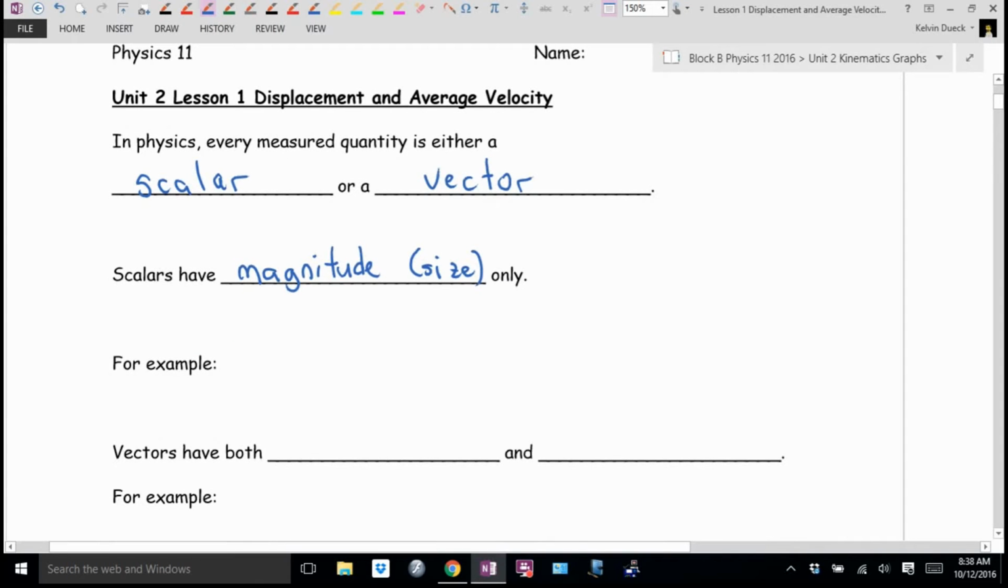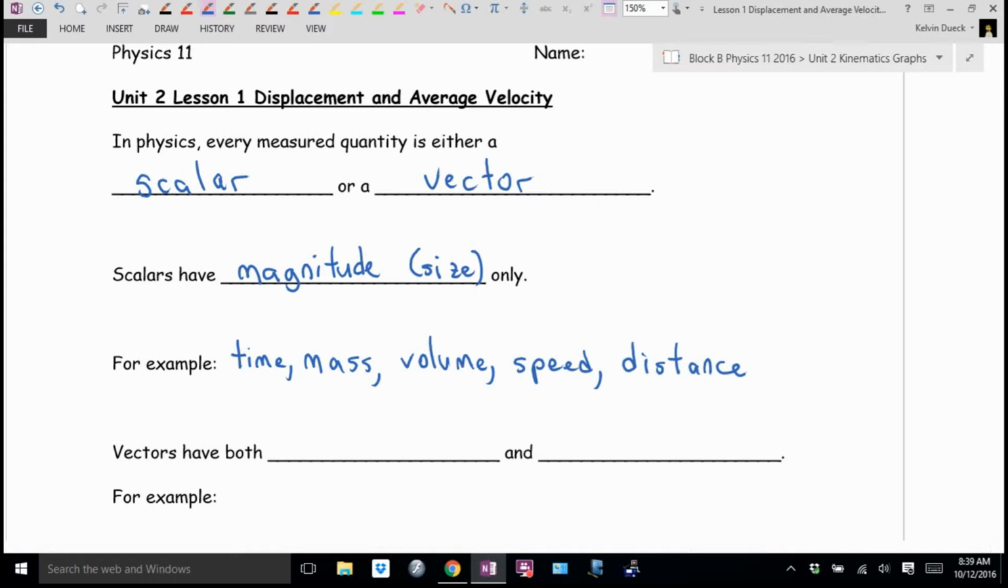For example, time is a scalar. Mass is a scalar. Volume is a scalar. Speed is a scalar. Distance is a scalar. By the way, we won't write these words out very often. For all of these, we're going to use one-letter symbols because I tend to abbreviate, and we do that in physics.